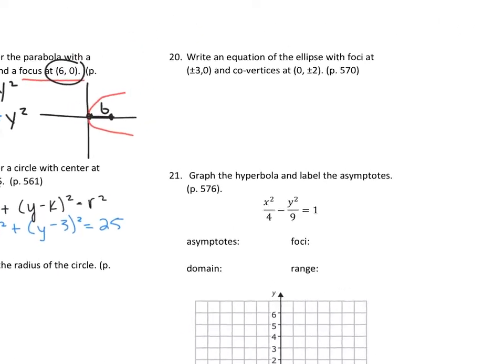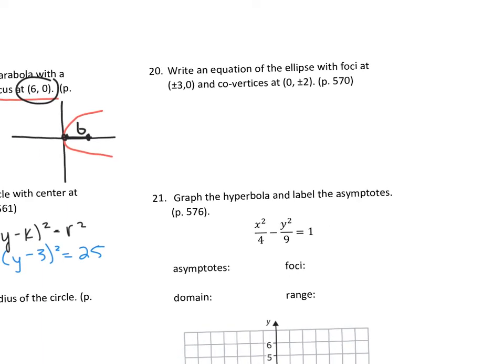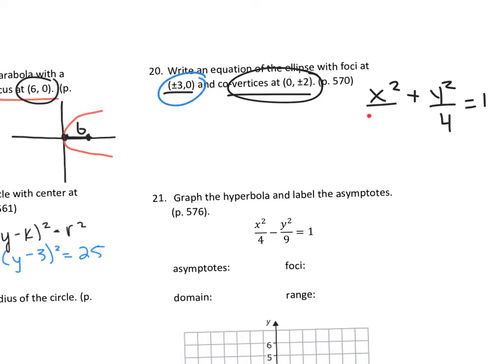Okay, write an equation for an ellipse with the foci at ±3, 0, and co-vertices at 0, ±2. A common mistake is people just automatically write the equation x squared plus y squared. Your co-vertices are going to be underneath the y-axis. And then they put 9 for the foci, or 9 for the vertices right here. But this is the foci.